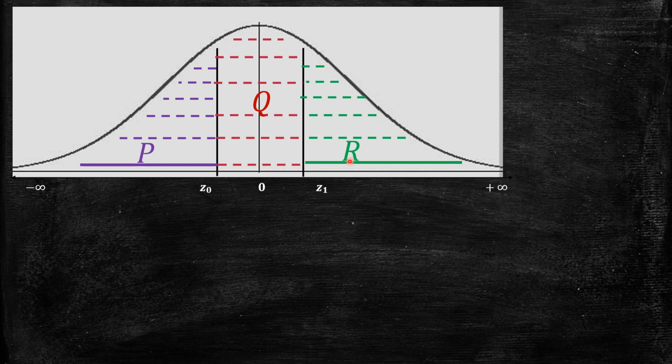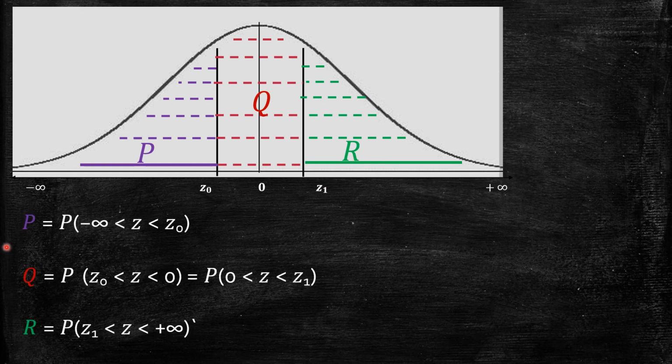So in terms of probability, P indicates the probability from minus infinity to Z0. Q is the probability from Z0 to 0 or 0 to Z1, and R is the probability from Z1 onwards to infinity.